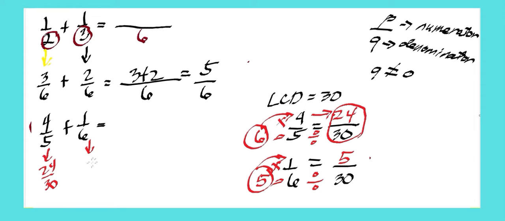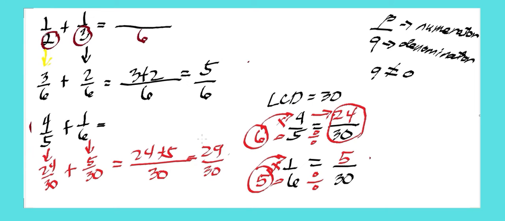Alright? And now, we are going back to the rule of addition of rational number which has same denominator. Because they have the same denominator, you are just going to copy it. Okay? And 24 plus 5. Okay? And we got 29 over 30. That's it. You got it? Okay. Another.